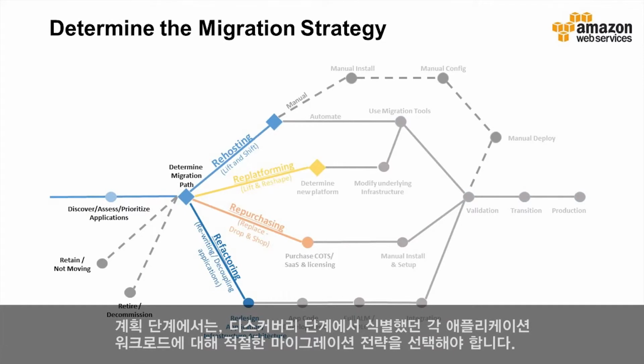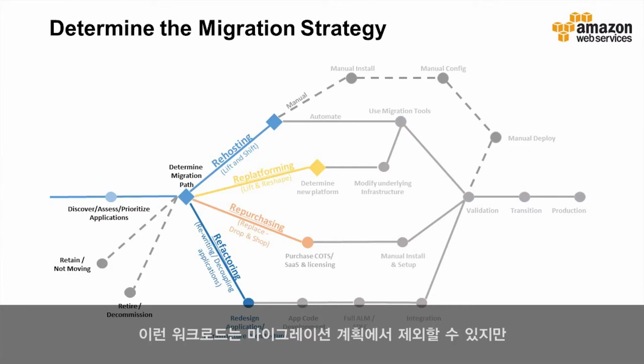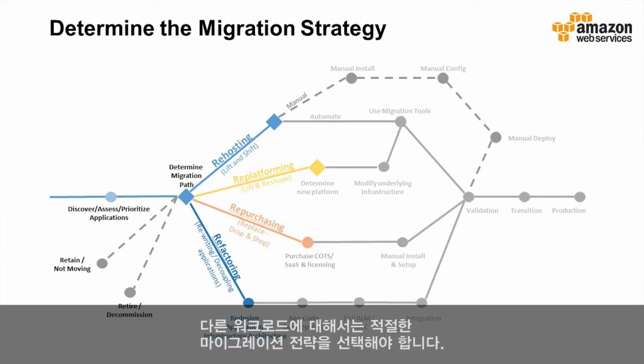During planning, we need to select the appropriate migration strategy for each application workload that we identified during the discovery stage. Typically, some workloads can be completely retired, and some are just not yet ready for cloud migration. Those we could just exclude from the migration plan. We should still document those in the project plan for consistency and transparency. But for others, we need to pick the appropriate migration strategy.